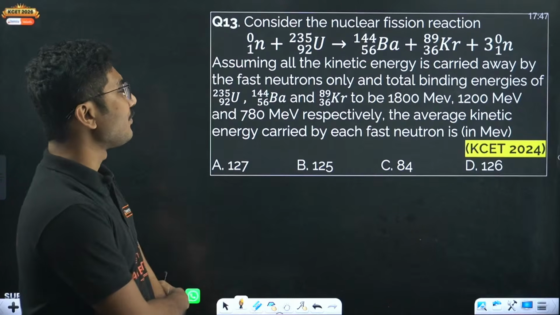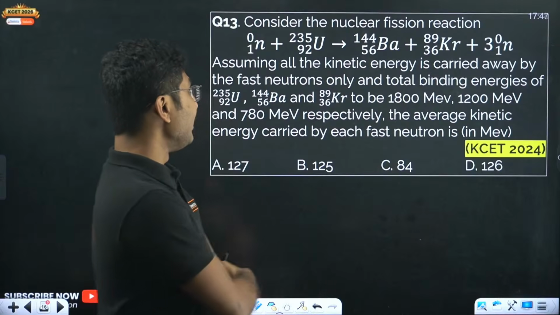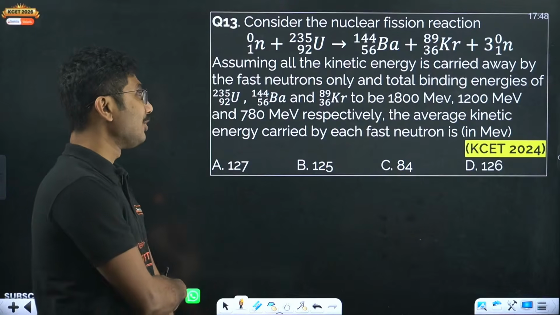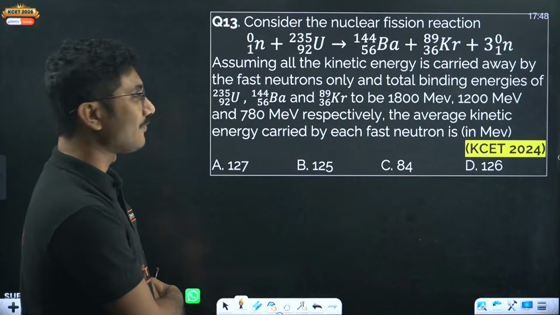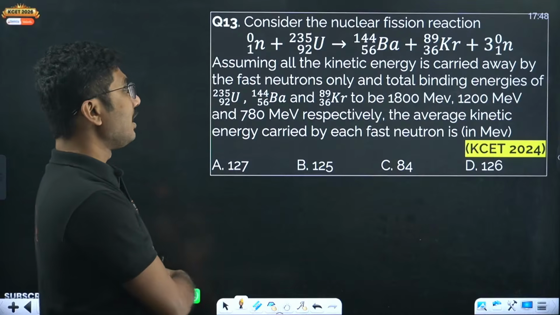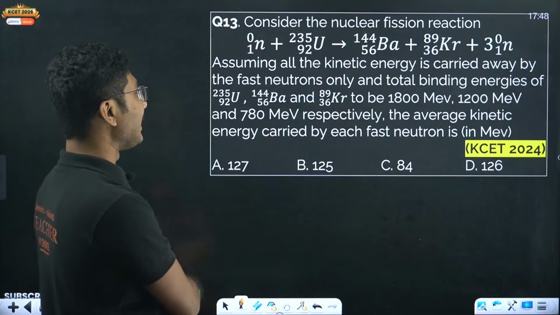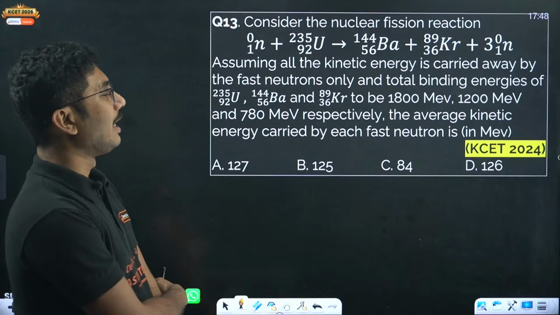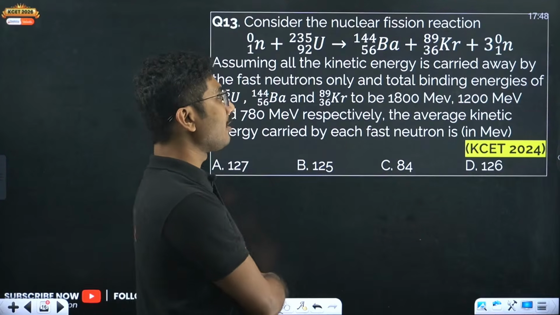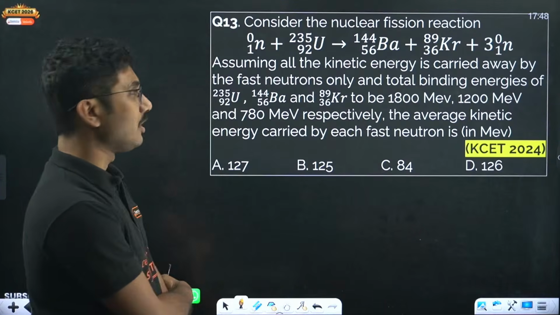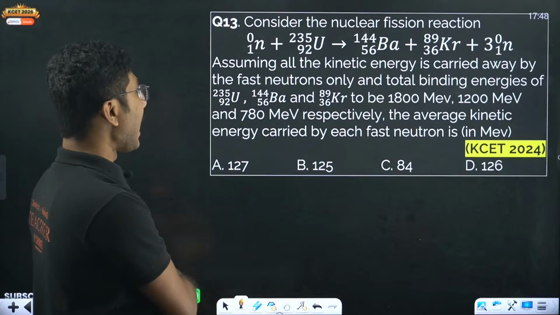Consider the nuclear fission reaction of 0,1 n plus 235,92 U that gives you 144,56 barium plus 89,36 krypton plus 3 neutrons.